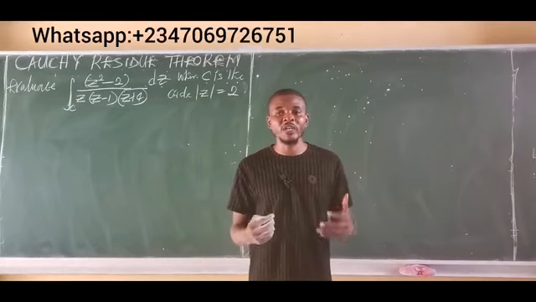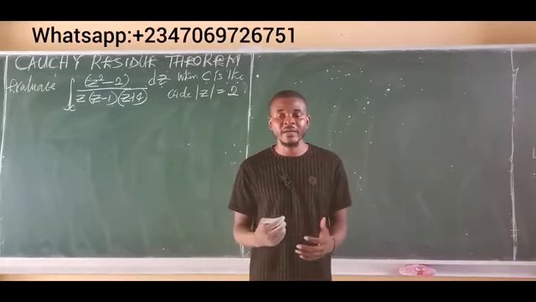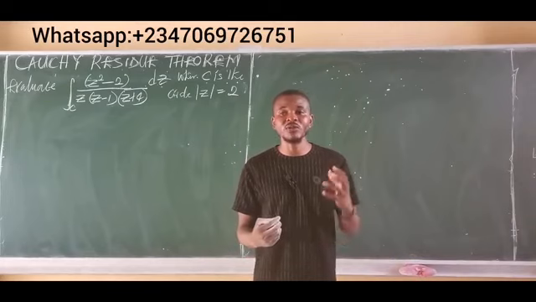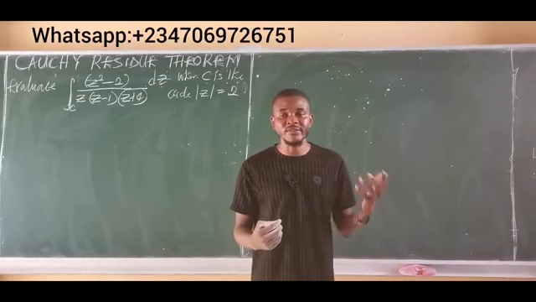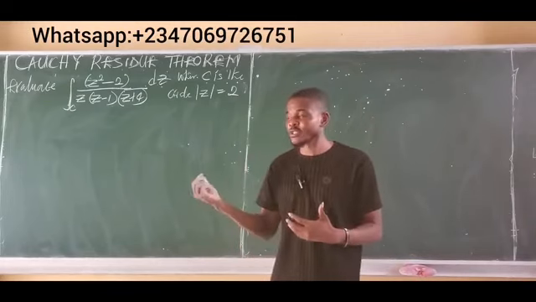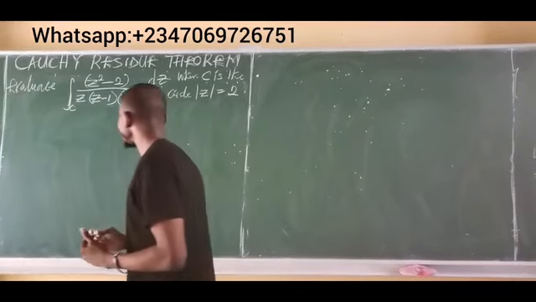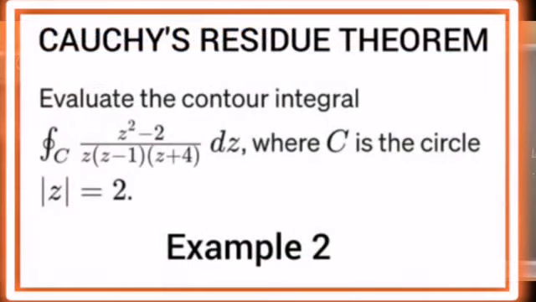So in the previous video, we introduced Cauchy's residue theorem and we solved two problems to actually explain the residue theorem. In this video, let's consider this question on the board. It says, evaluate the integral of (z squared minus 2) dz all over z multiplied by (z minus 1) multiplied by (z plus 4), where C is a cycle, |z| equal to 2.